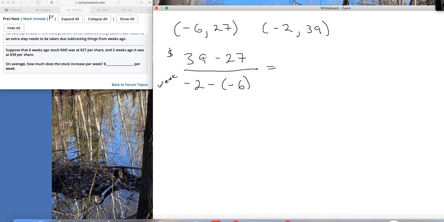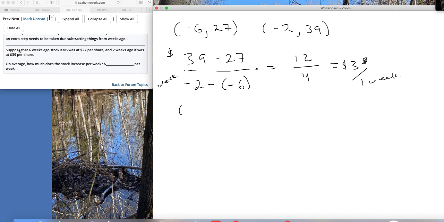So this would be $12 per, -2 minus -6, that would be plus, that would make that 4. And then 12 over 4 would reduce to 3. So it increased $3 per 1 week, which when you put in the answer, you would just put in 3 right there for the $3. So that would be one way to set this up.